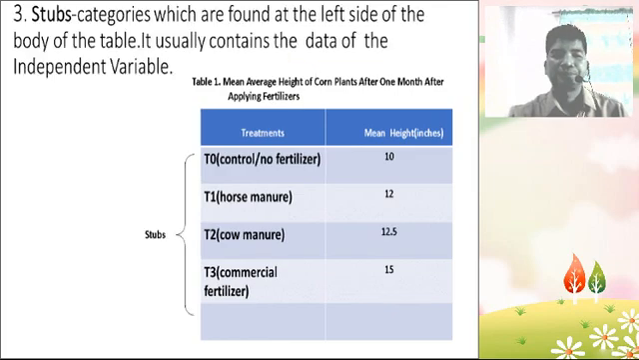Number 3, stubs. Stubs are categories which are found at the left side of the body of the table. It usually contains the data of the independent variable. So in this example, these are the stubs. They are usually found at the left side of the table, which are the data for the independent variable. The independent variable here is the treatment. So these are the stubs.